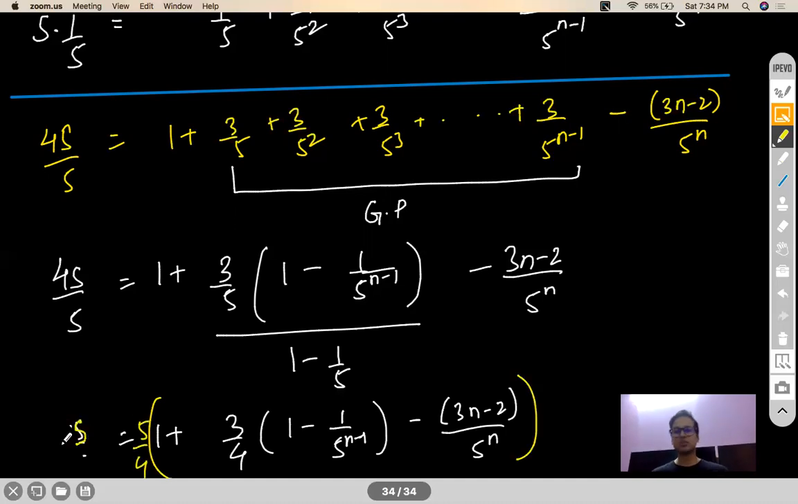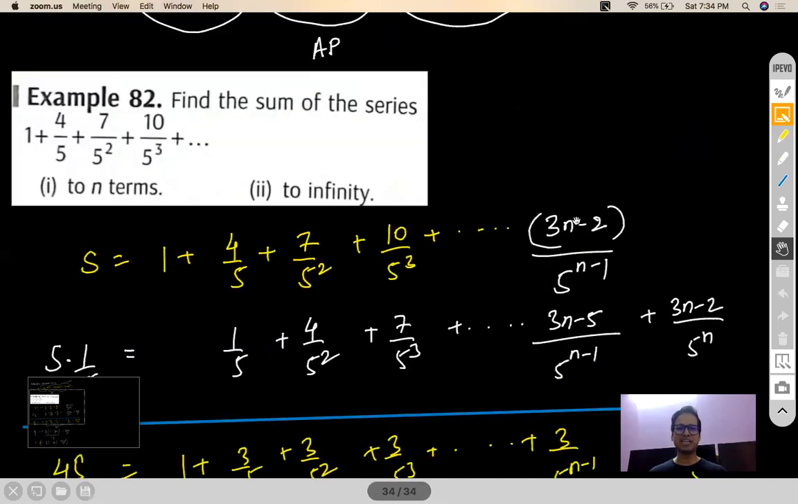Understood? So what is the approach? Approach is nothing. Just take that common ratio of that AGP into account, multiply the whole series and subtract the results. Once you subtract, you'll always realize that a GP will appear. Just write down the sum of that GP, make S the subject of the formula, your job is done. Now, the second part of the question was, how do you sum it till infinite terms?